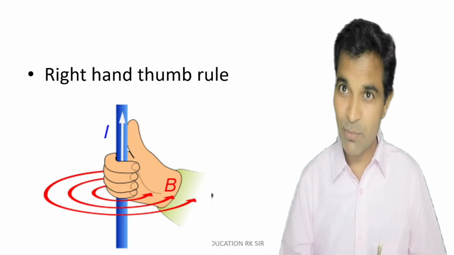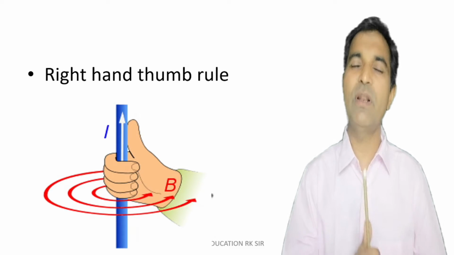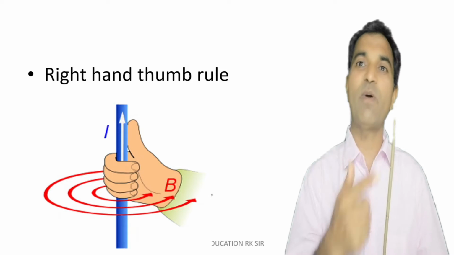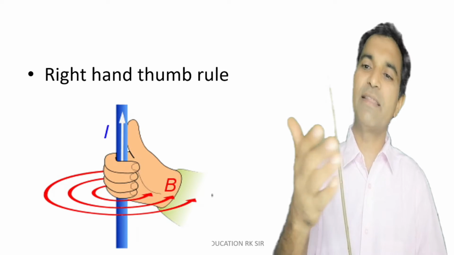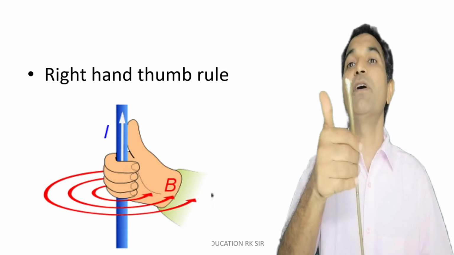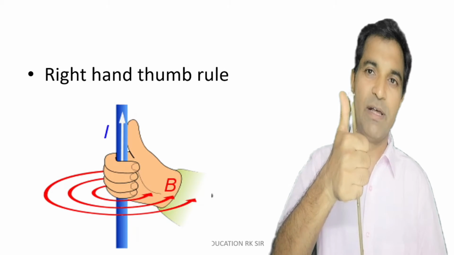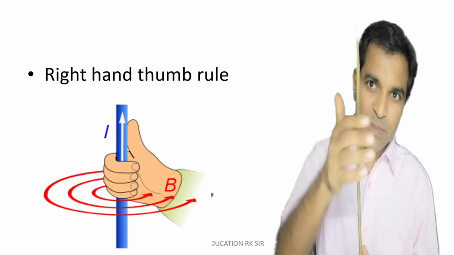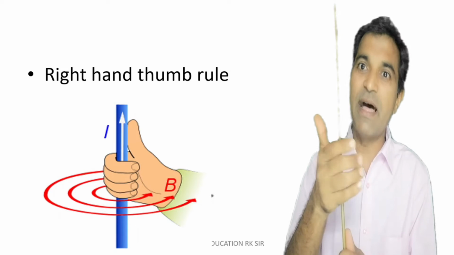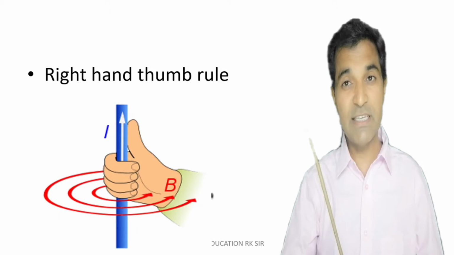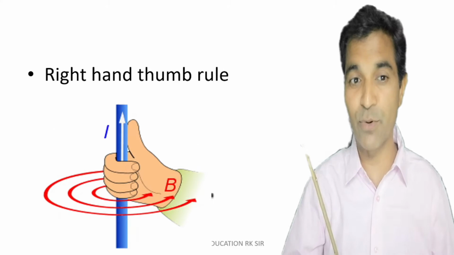Now what is the right hand thumb rule? According to the right hand thumb rule, the direction of the circles of a magnetic field can be given by the direction of the fingers if we represent the direction of the current with the help of the thumb. So if this is the direction of thumb, then this will be the direction of magnetic lines of force. So this is known as the right hand thumb rule.